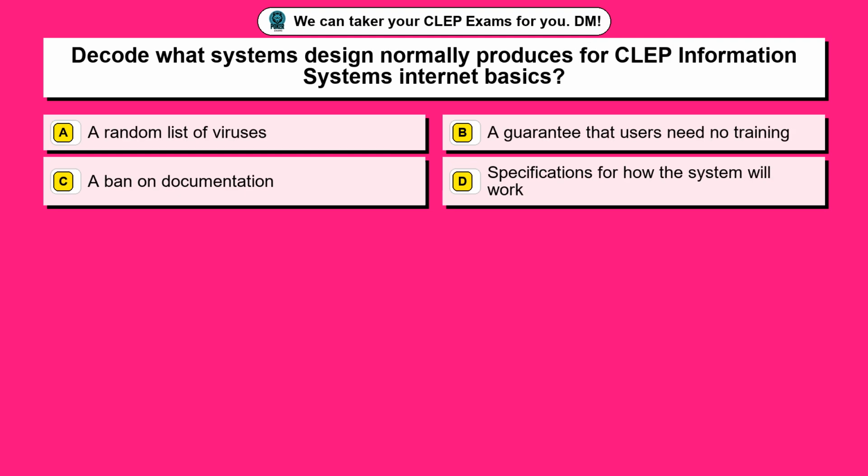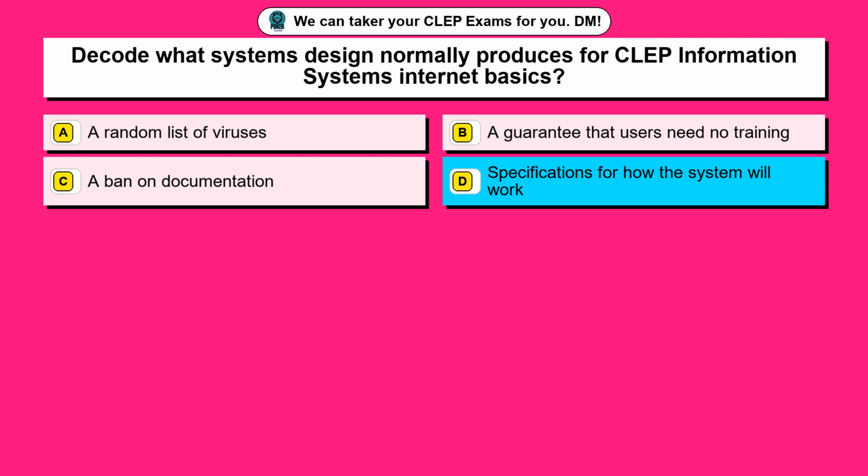Question 67. Decode what systems design normally produces for CLEP Information Systems Internet Basics. Option A. A random list of viruses. Option B. A guarantee that users need no training. Option C. A ban on documentation. Option D. Specifications for how the system will work. The correct answer is option D.